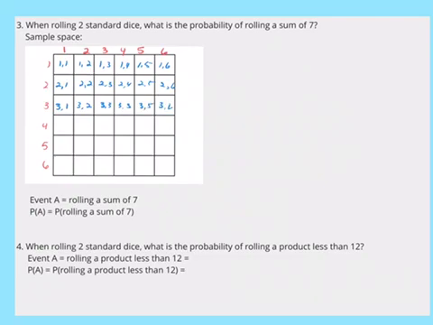I made an error here. This is supposed to be a 3, 4. So we have a 4, 1, 4, 2, 4, 3, 4, 4, 4, 5, 4, 6.